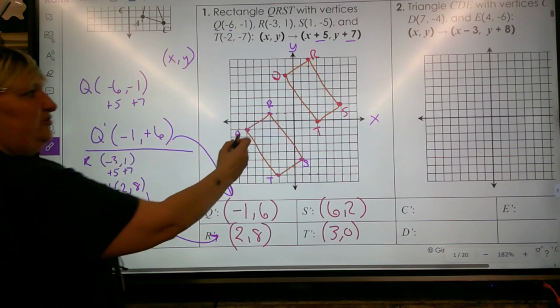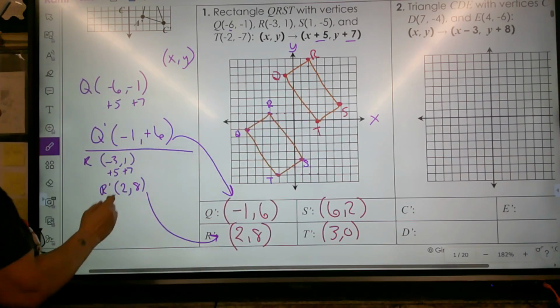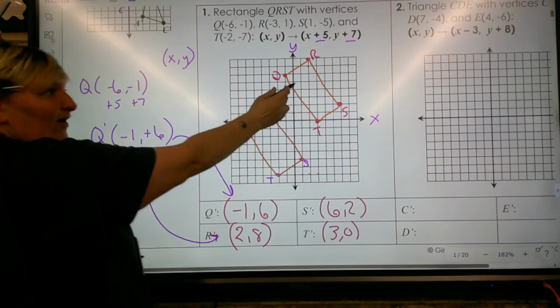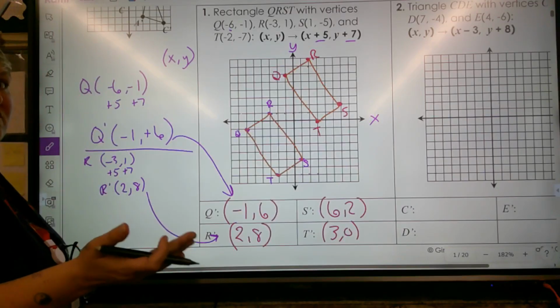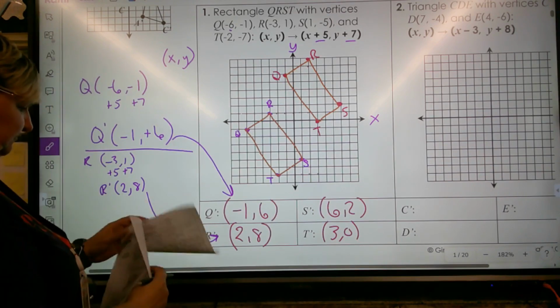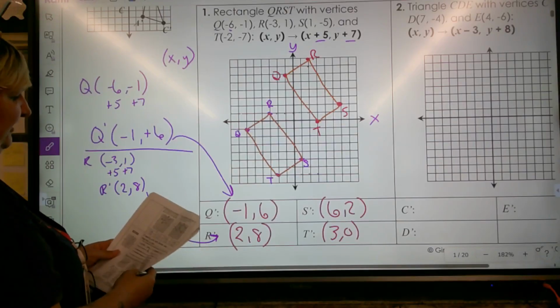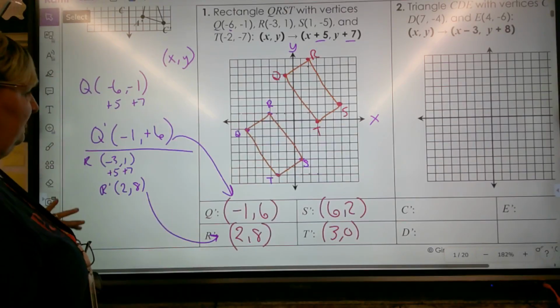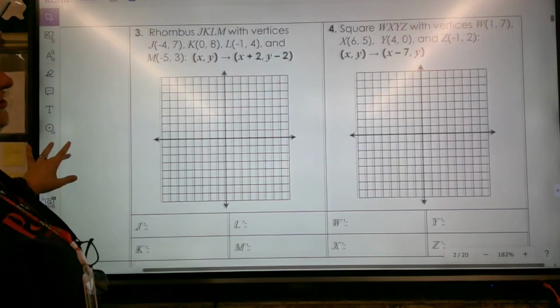Right? So whether you move each point and then figure out the coordinates, or if you figure out the coordinates and then graph each point, either way works. Do what works for you. Okay? Do what works for you. All right, let's do number 3.